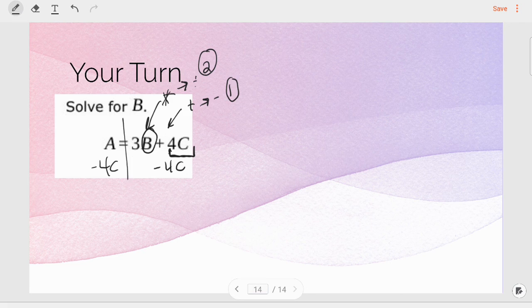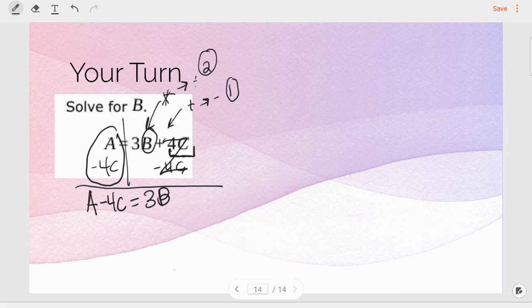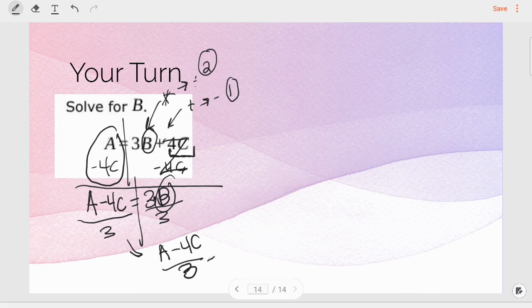What do I have left over? Well, are these like terms? A, C, not like terms. So A minus 4C equals 3B. 4C and minus 4C zero each other out. Draw my line. I still want B by itself. What do I need to get rid of? The 3. There's multiplication going on there. Use division. Draw a big fraction bar, copy, and paste. My final answer, A minus 4C divided by 3 equals B.